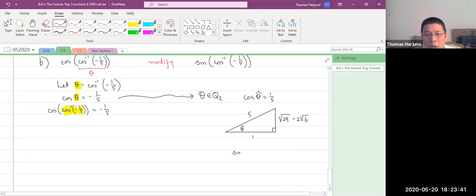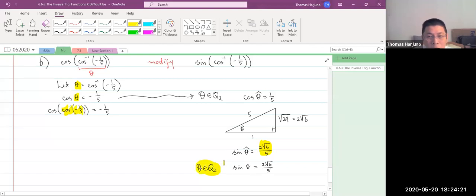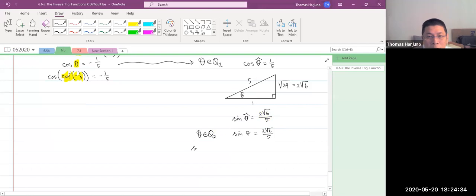Okay, so sine theta hat is 2 radical 6 over 5. Don't forget theta is in quadrant 2, and in quadrant 2 sine is still positive. Right? Let me emphasize theta is in quadrant 2. So it's still positive, the same number. So the reason I use the right triangle is just to get the number. Okay, and then when I consider the quadrant, that's to get the sign, the plus or minus. Now, with this shape, I can look back and answer the question: sine of cosine inverse of negative 1/5 is 2 square root of 6 over 5.